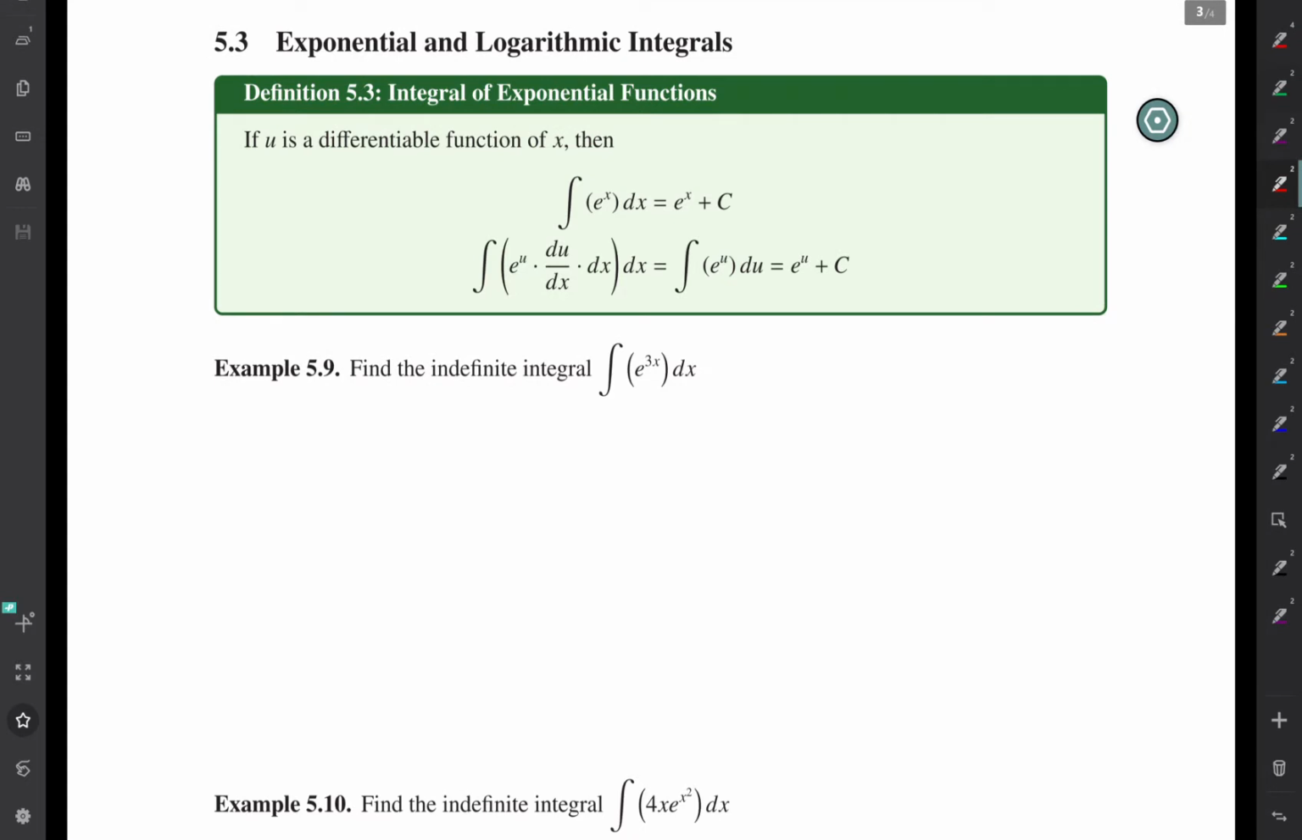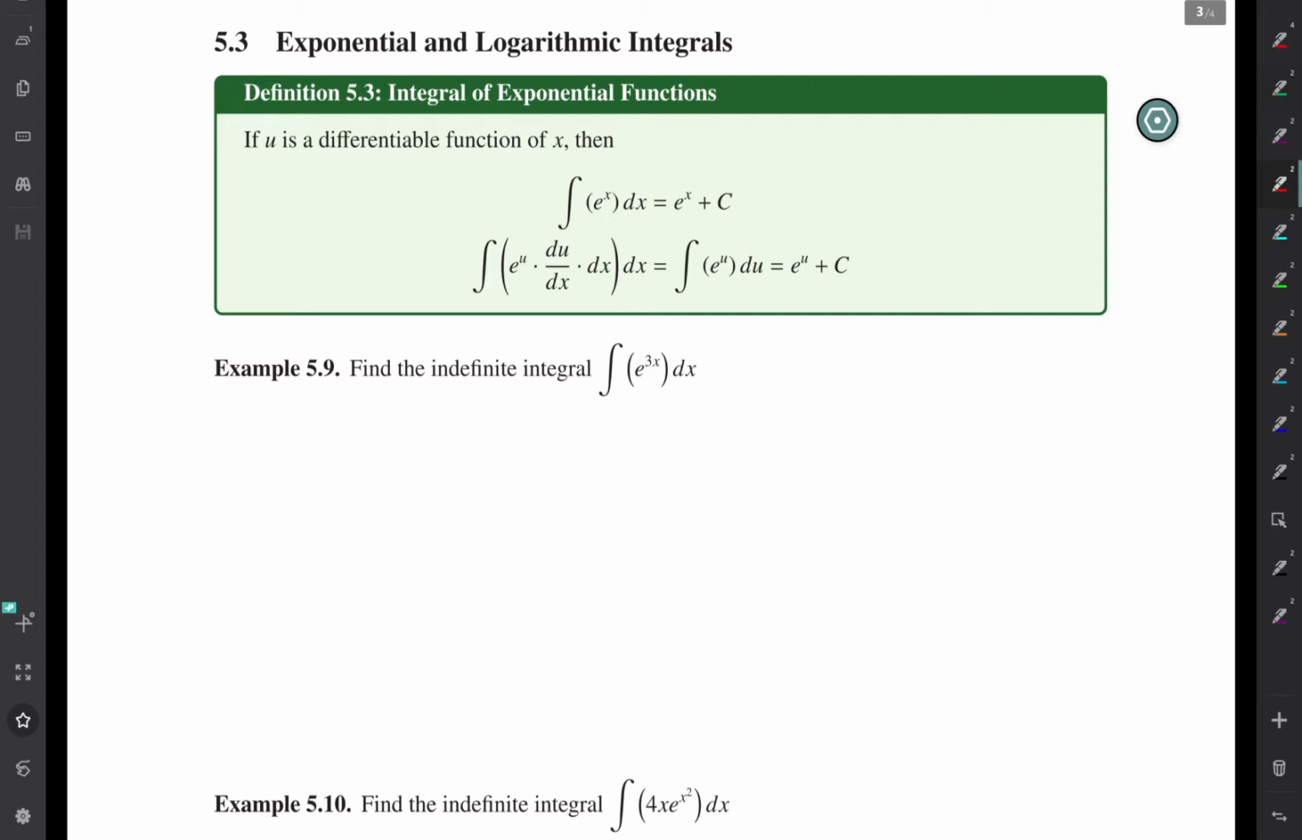In section 5.3, we're going to deal with exponential and logarithmic integrals. And so definition 5.3 tells us how to differentiate a function involving e to the x or e to the u. So I think we've already addressed this a little bit, that if you want to take the integral of e to the x, it's just going to be e to the x plus c, because the derivative of e to the x plus c is just e to the x.